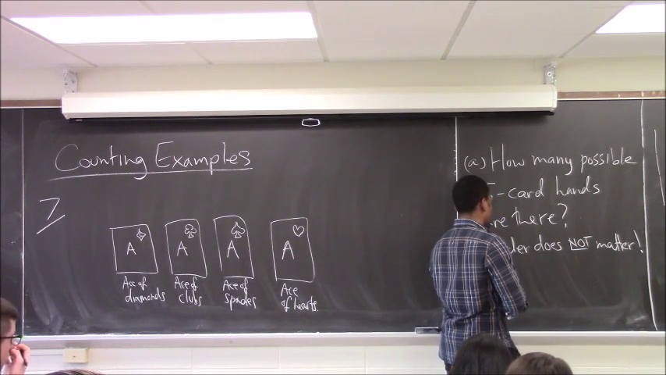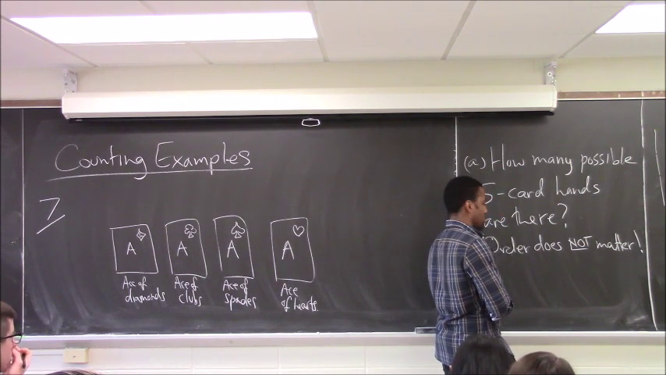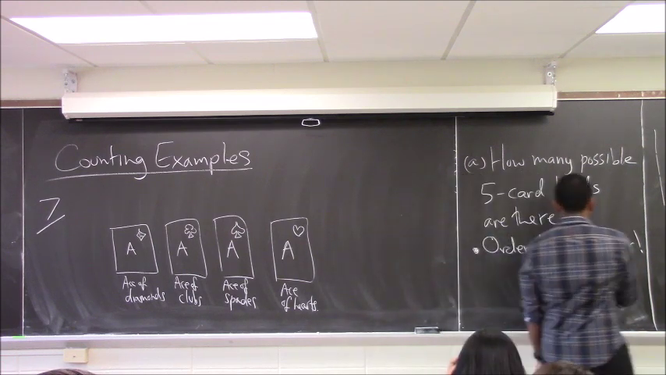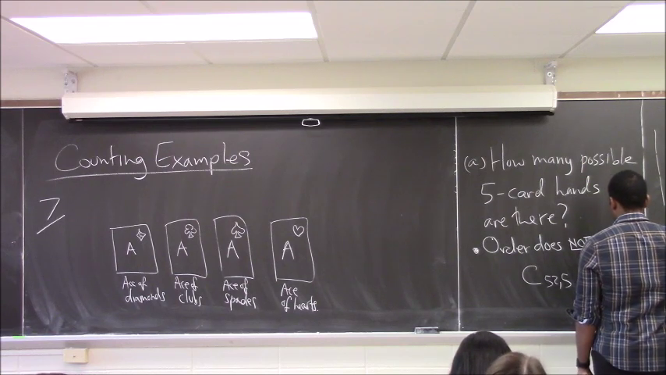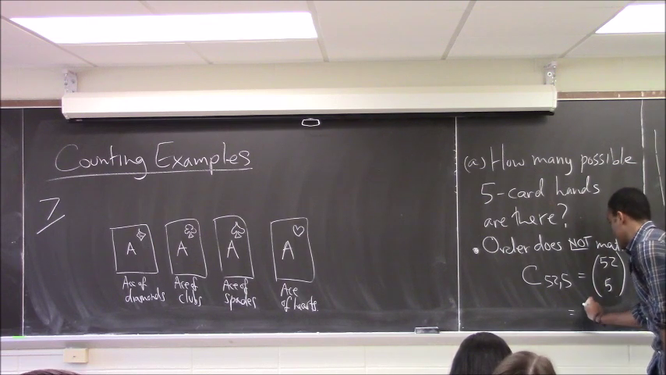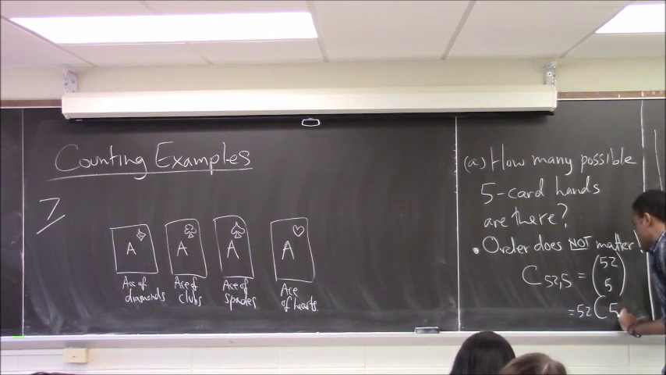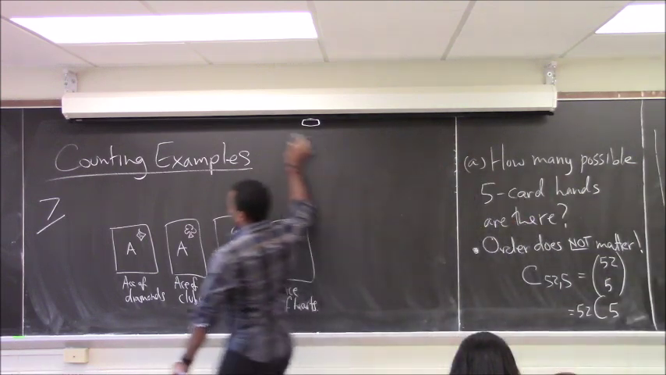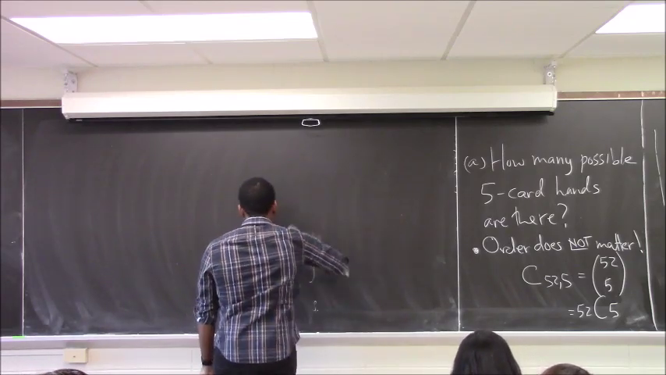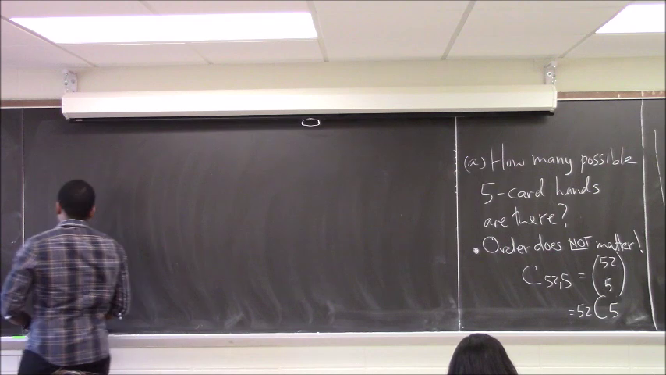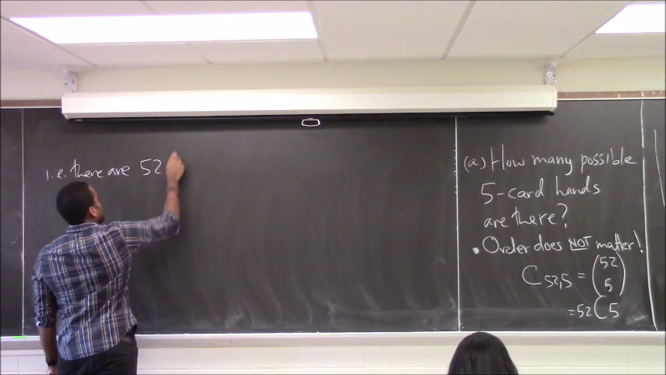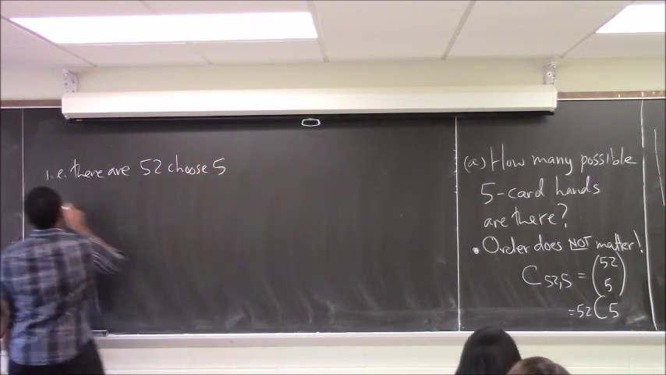Yeah, but there's a nice way to write it, right? With a big C. C 52 5. Or you can write it as 52 and a 5 on the bottom. Or you can write it as 52 big C then a 5. In other words, how many hands you have is 52 choose 5. That is literally 52 choose 5 random ones. I don't care what order. I.e. there are 52 choose 5 possible hands.